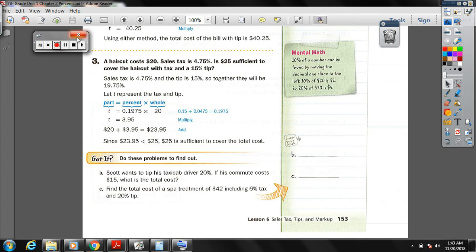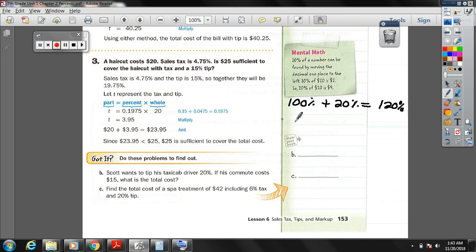So first, for part B, Scott wants to tip his taxi cab driver 20%. If his commute costs $15, what is the total cost? So let's add the percents together. So 100%, because he has to pay his bill, plus 20%. We get 120%.